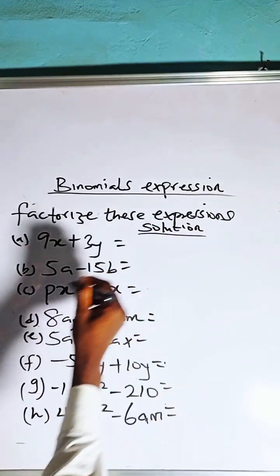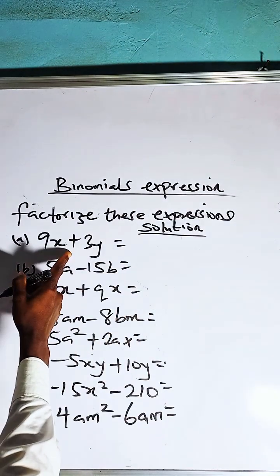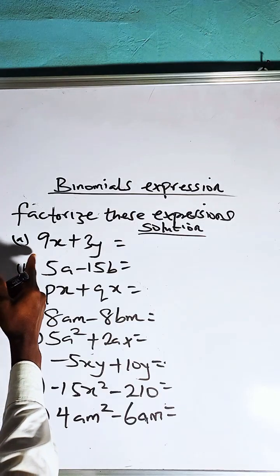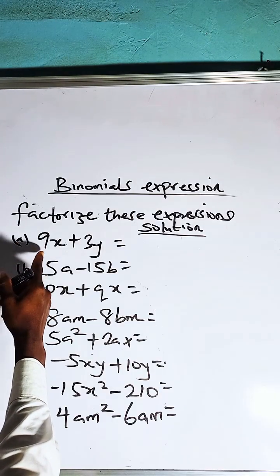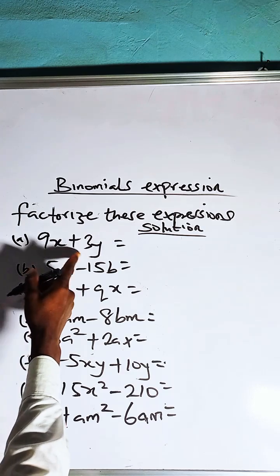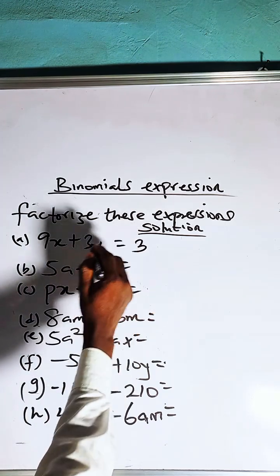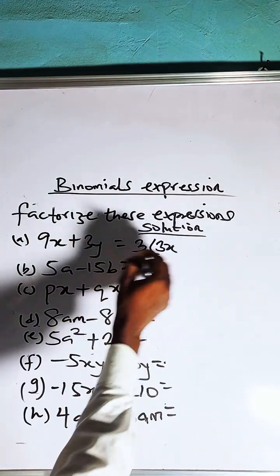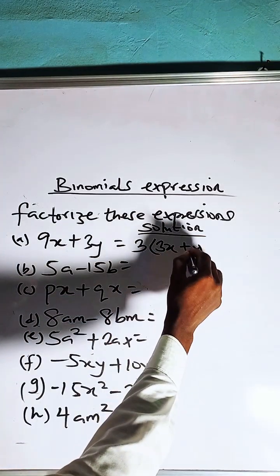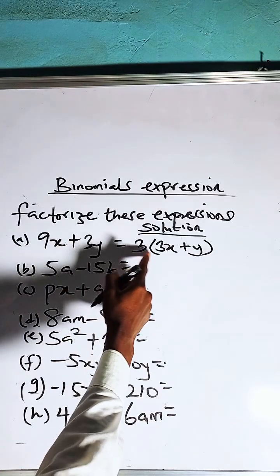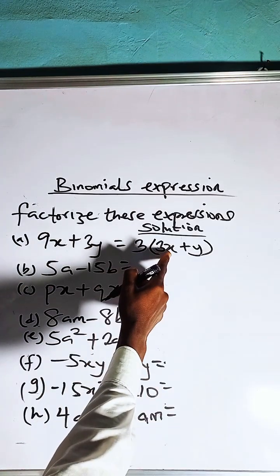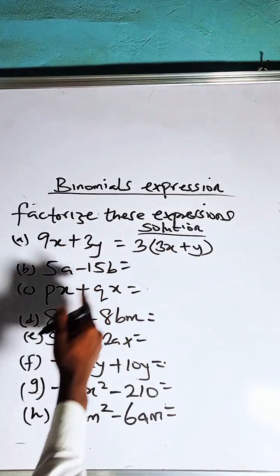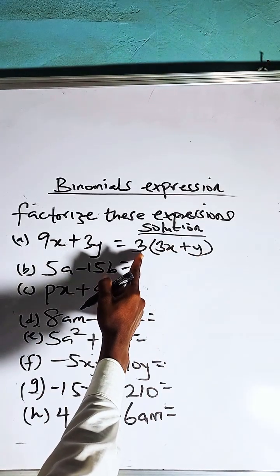Okay, so look at this. We have 9x plus 3y. Let's look at the highest common factor that we can use. We have 9, we have 3, so the highest common factor here is 3. We have different letters, so we have this as 3 into 3x plus y. By the time we expand this, 3 times 3x is 9x, plus 3 times y, 3y. So that means this answer is the right answer.